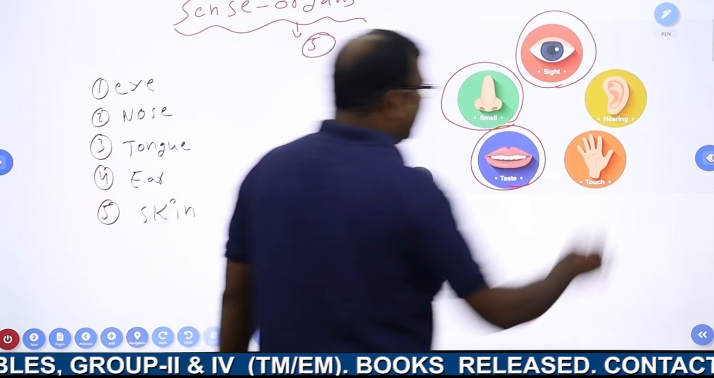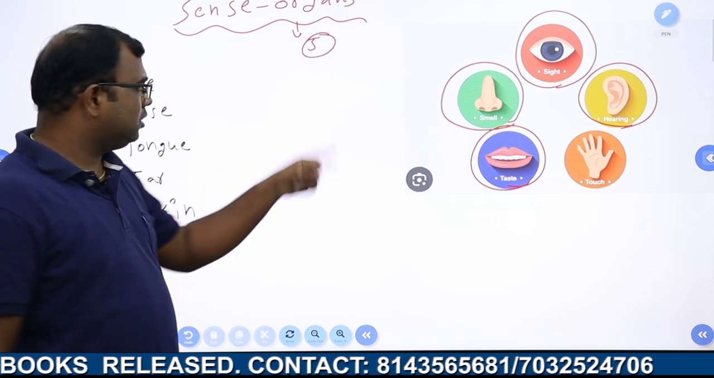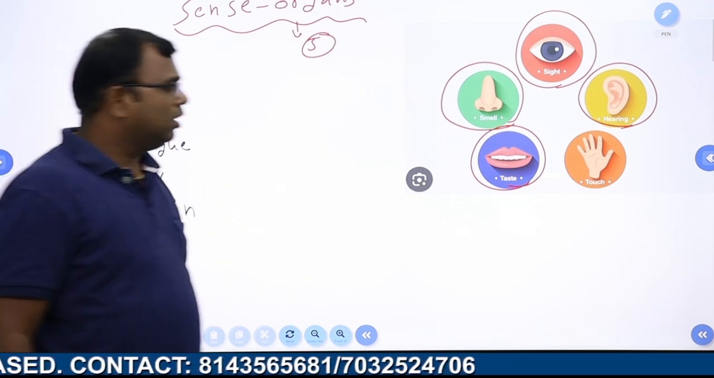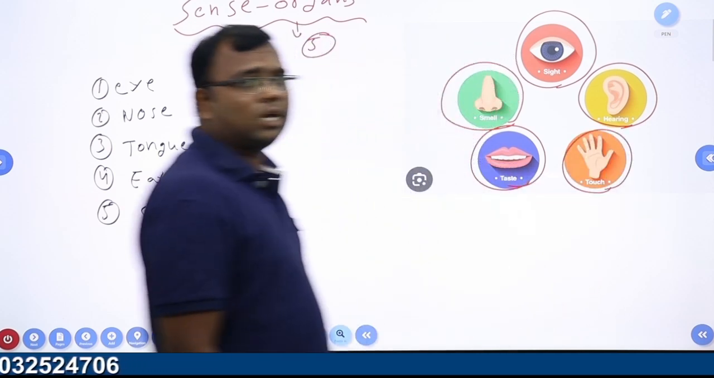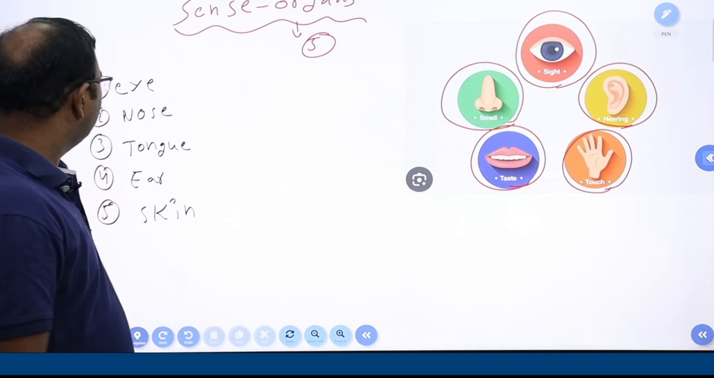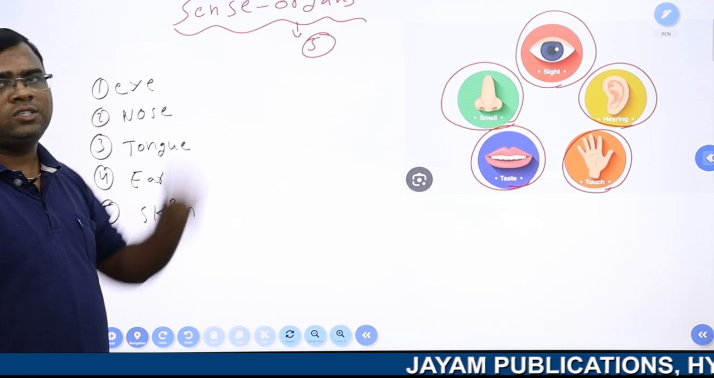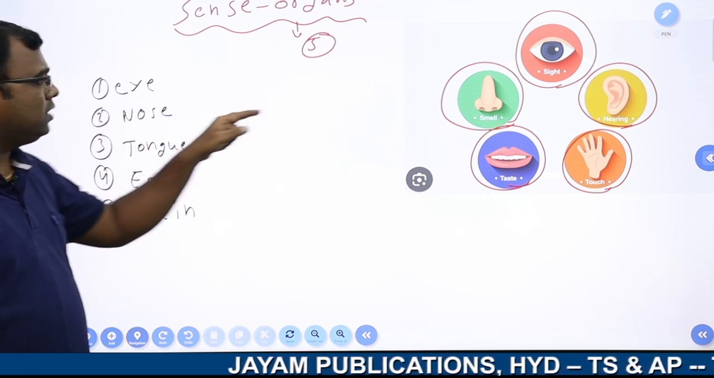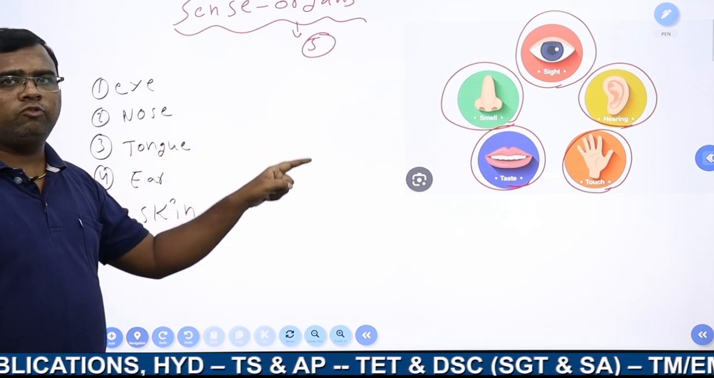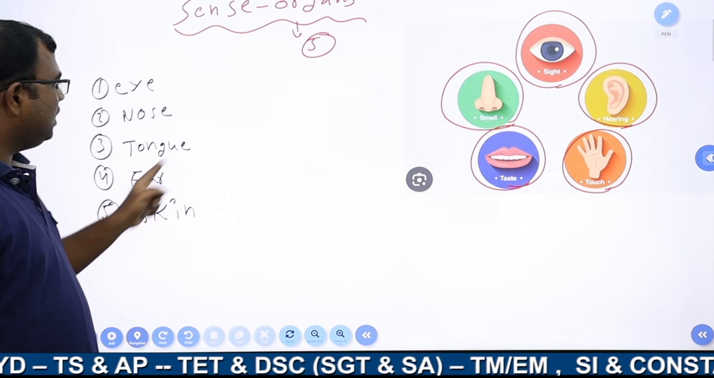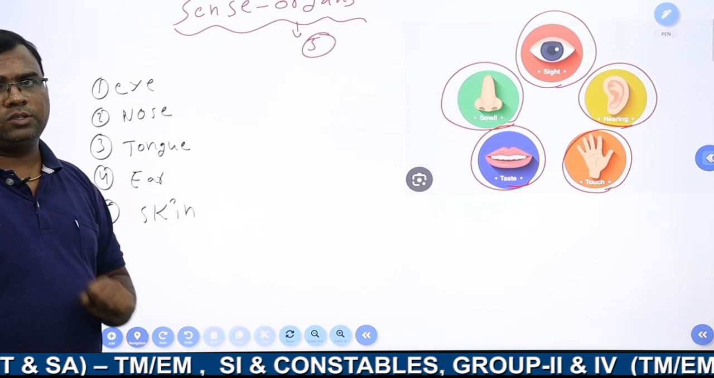Next, the ear function is hearing. Next, the skin function is touch. The eye function is sight. The nose function is detecting smell. The tongue function is identification of taste. The ear function is hearing. The skin function is touch.